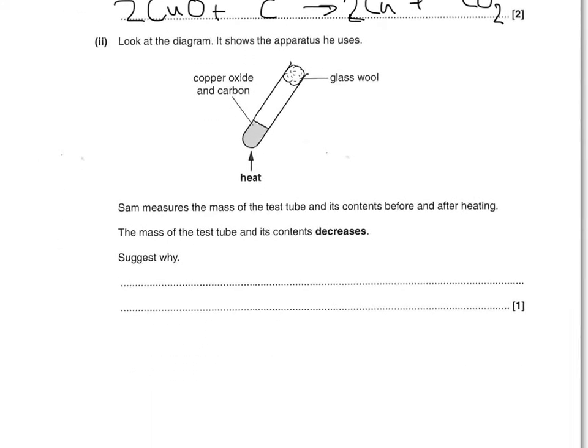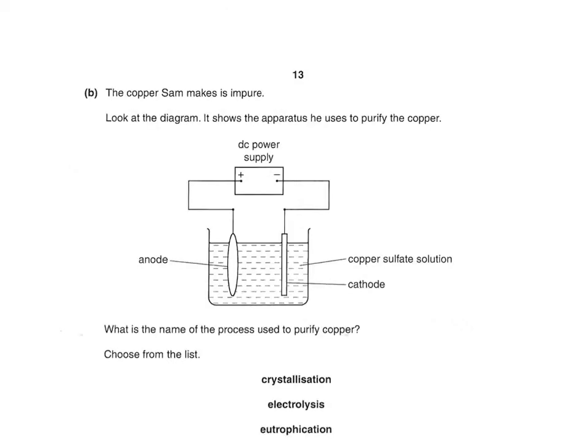Look at the diagram, it shows the apparatus he uses. Sam measures the mass of the test tube and its contents before and after heating. The mass of the test tube and its contents decreases. Suggest why. And that's because of the carbon dioxide given off, or you could say there's a gas given off. You wouldn't have to necessarily say it's carbon dioxide. So that mark there is saying there's carbon dioxide given off.